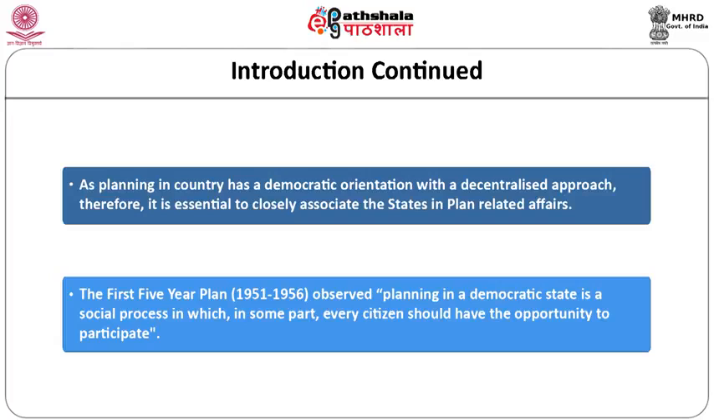The First Five-Year Plan, 1951 to 1956, observed that planning in a democratic state is a social process in which, in some part, every citizen should have the opportunity to participate. To set the pattern of future development is a task of such magnitude and significance that it should embody the impact of public opinion and needs of the community.